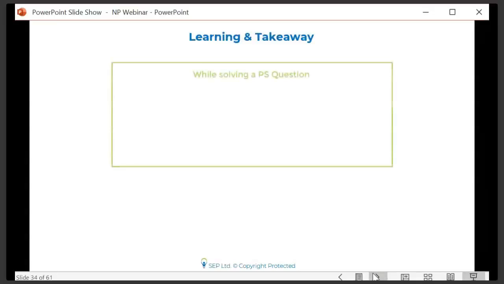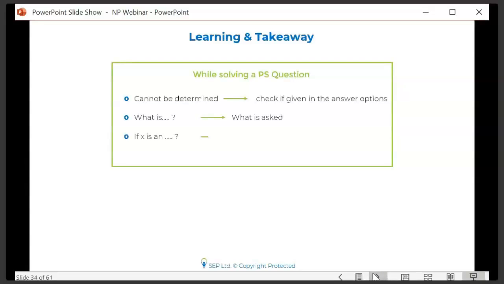So the learning and takeaway from this question is, while solving a question, just check whether cannot be determined is given or not. Look at the question stem and then look at the constraint. Do these things, solve the question, get your answer. And that's it. Thankfully, all of you got the correct answer. But in exam time, now you won't be left wondering whether you're doing it the right way or not. And I'm going to show you a few more cases where it makes sense or does not make sense to take numbers.